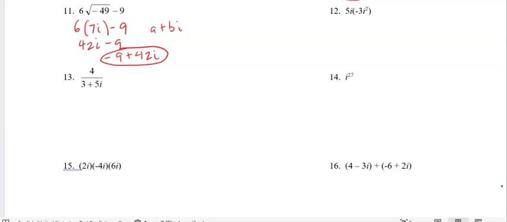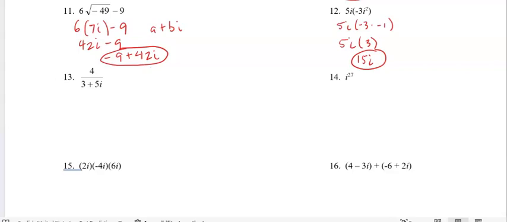All right, for number 12, I got a little ahead of myself. We're going to put -1 in place of i squared. All right, i squared gets replaced with -1. So that makes +3 in the parentheses. So now I can multiply those together, and I get my final answer of 15i.